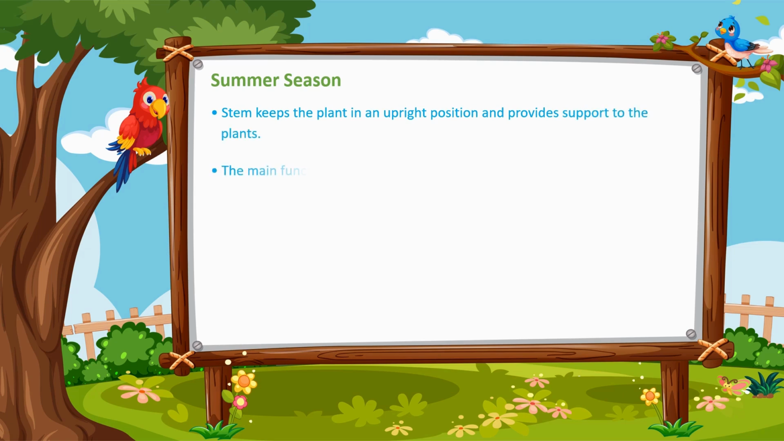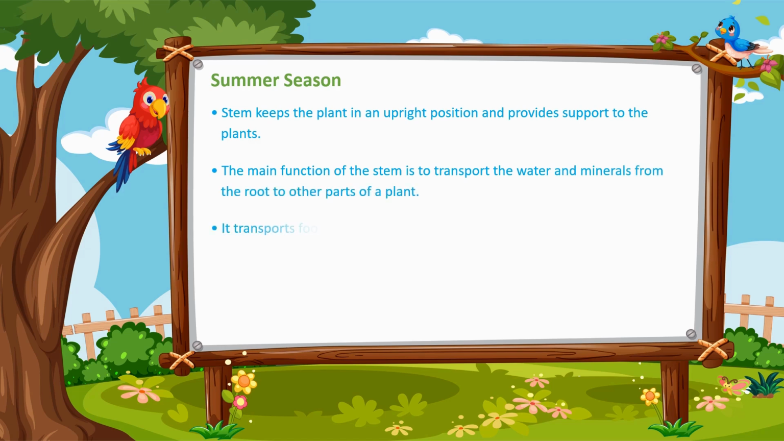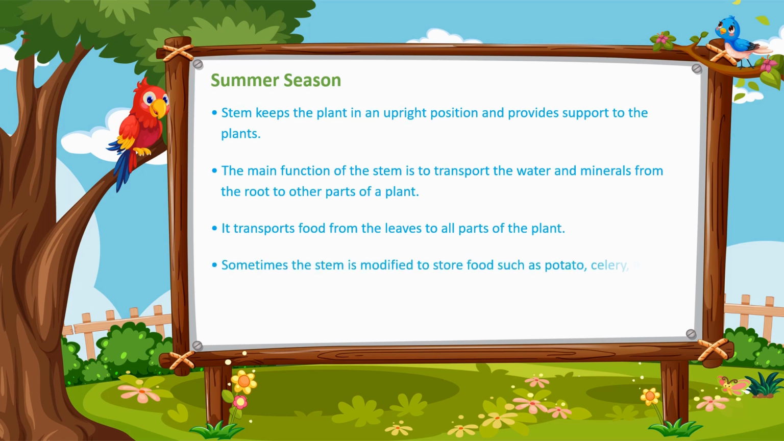The main function of the stem is to transport the water and minerals from the root to other parts of a plant. It transports food from the leaves to all parts of the plant. Sometimes the stem is modified to store food such as potato, celery, etc. Some of the stems have a thread-like structure called a tendril for climbing.